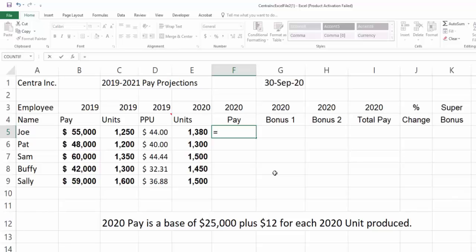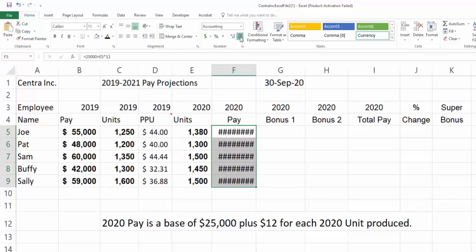Look, equal sign, right? To do a calculation, we're going to give the employee $25,000. Done. Wait, no, there's more. Plus. Plus what? I'm going to give you for each unit produced $12. Just read that. $12 for each. For each means times. $12 times 2020 units. So E5 times 12. Now you could go backwards, you can do 12 times E5. Doesn't matter, okay? We're going to give you $25,000 plus 12 times each unit. Good. Let's copy down.